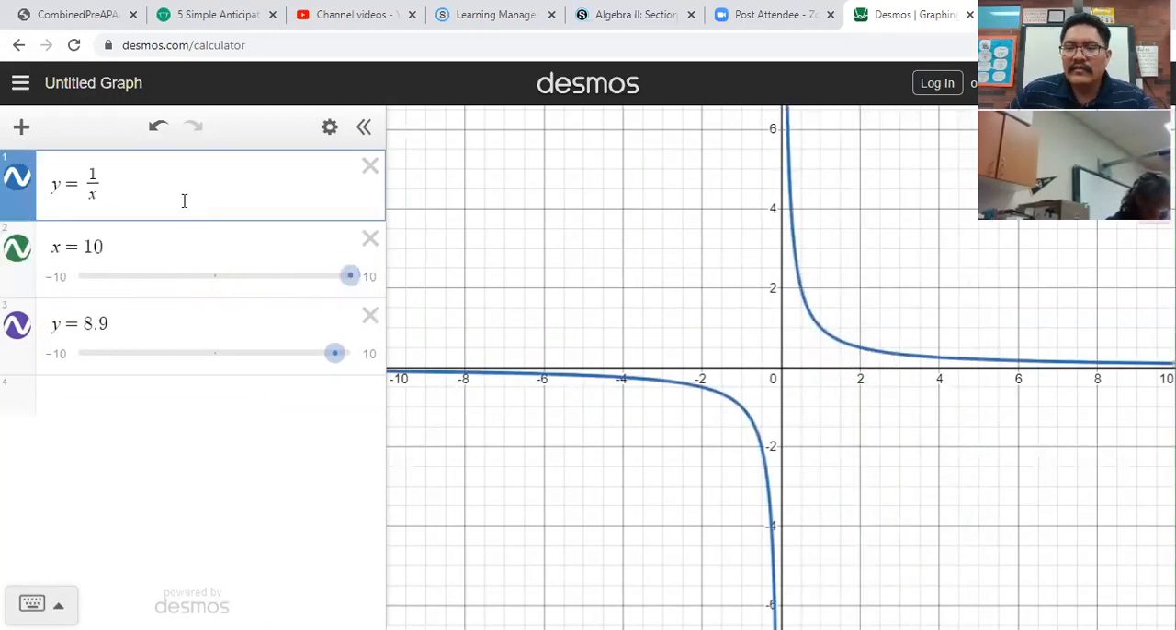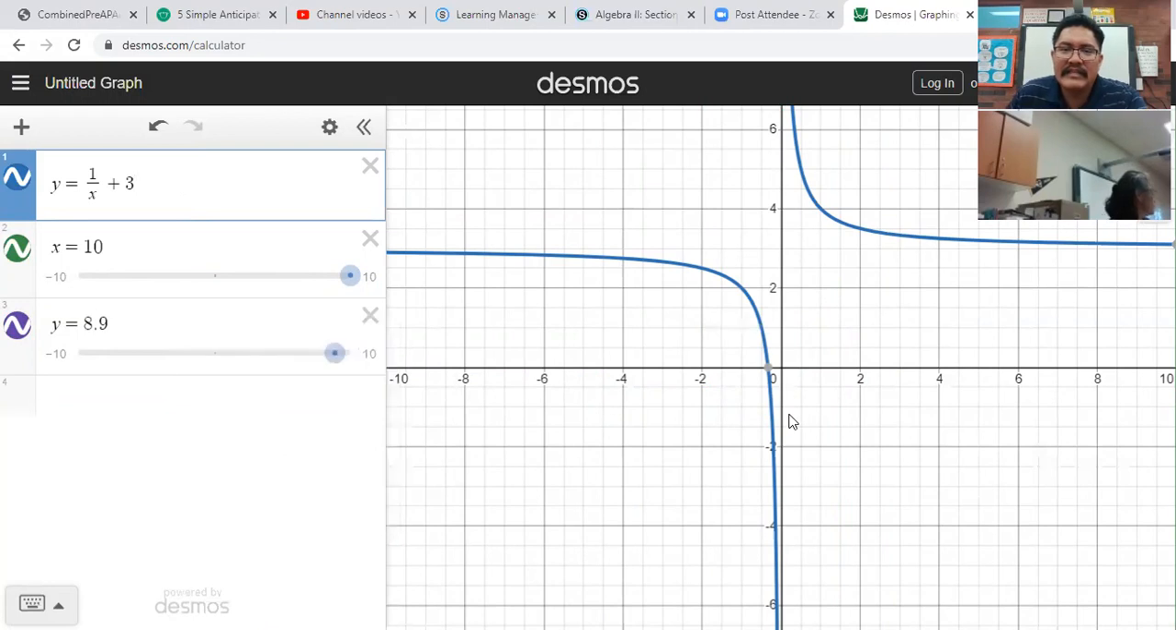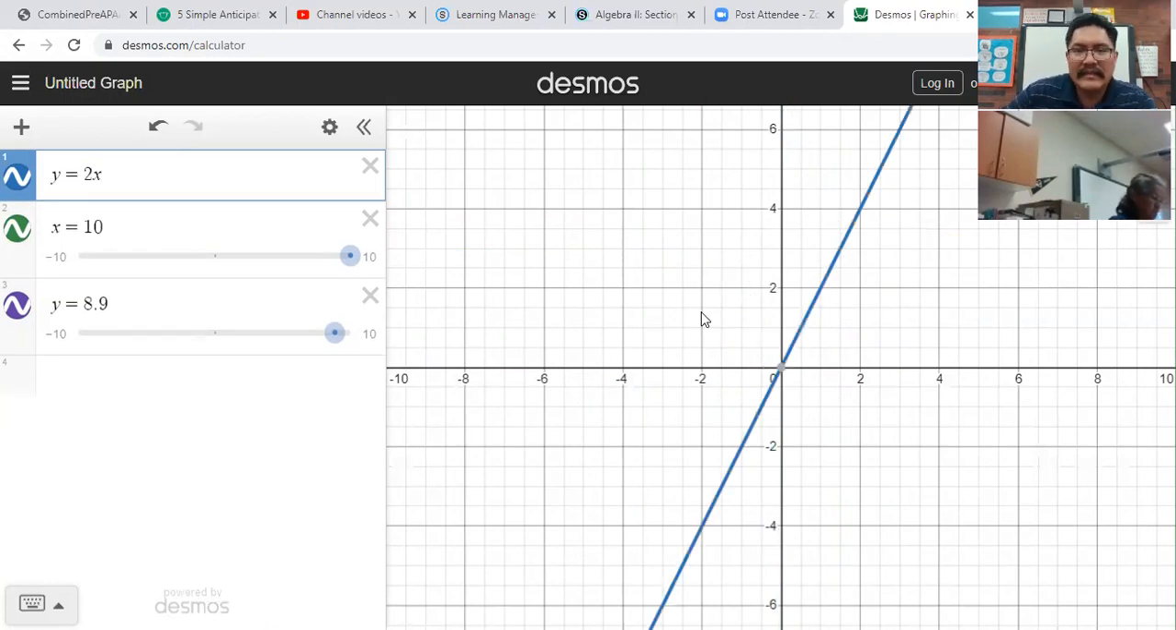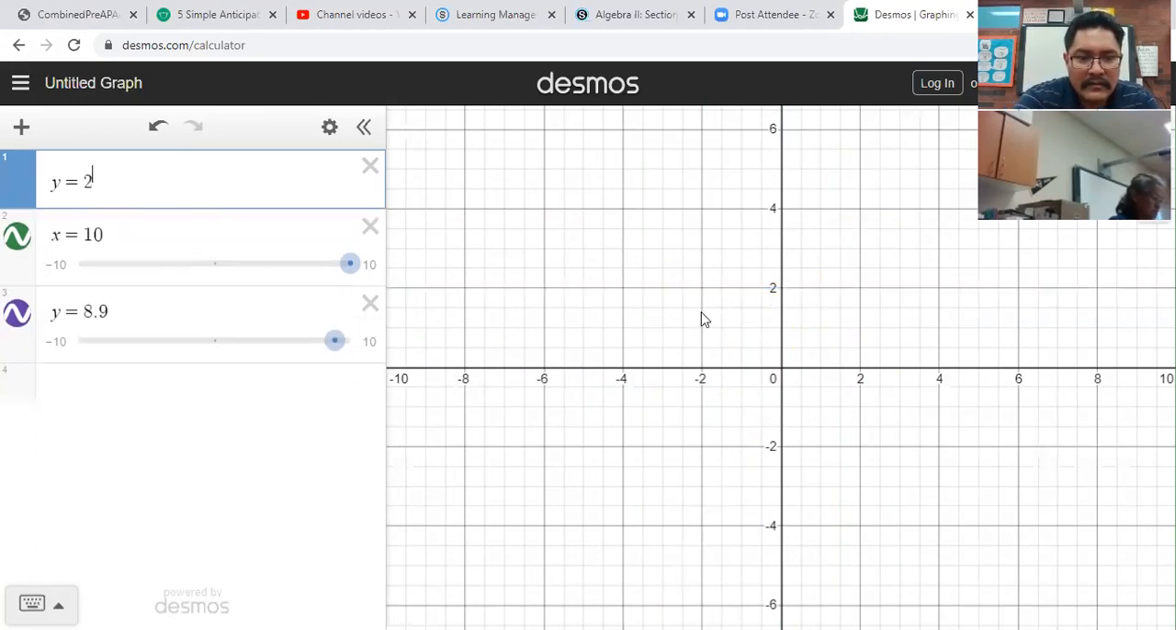And again, I can move these graphs a little bit. If I plus 3, it's going to move it up. And now I have an x-intercept. But now when I change it, it's not a parent function anymore. Now for the exponential graph, let me see. 2 to the x power. There we go.